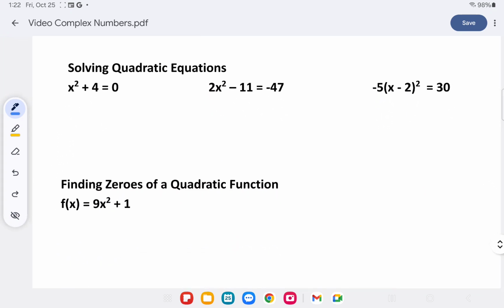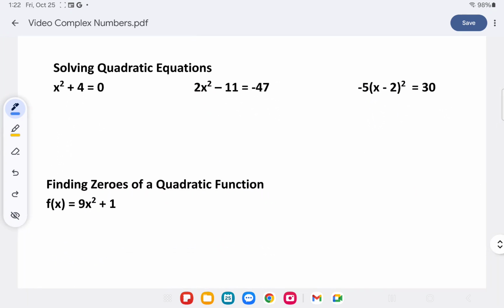So why do we need to do this at all? We've been solving quadratic equations, and so far all of our solutions have been real, which means our solutions have been x-intercepts on our graph. But we know that not every parabola crosses the x-axis. And so if a parabola does not cross the x-axis, it does not have real solutions.